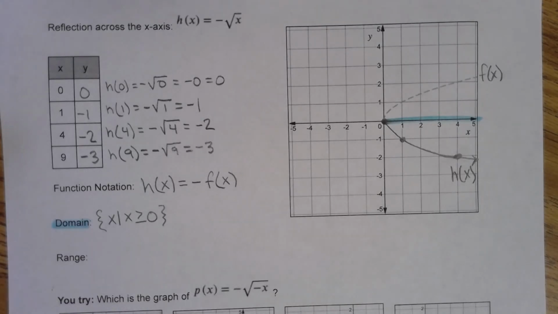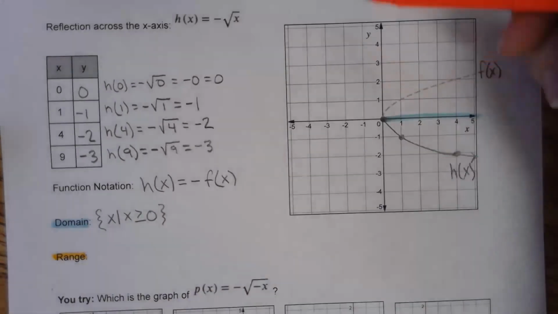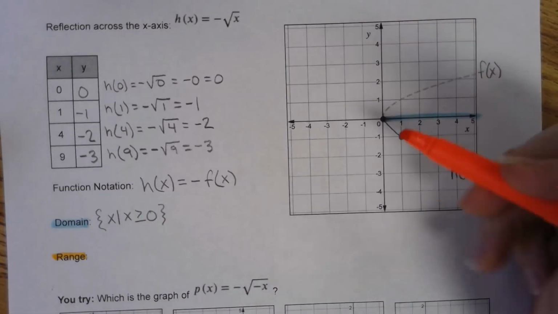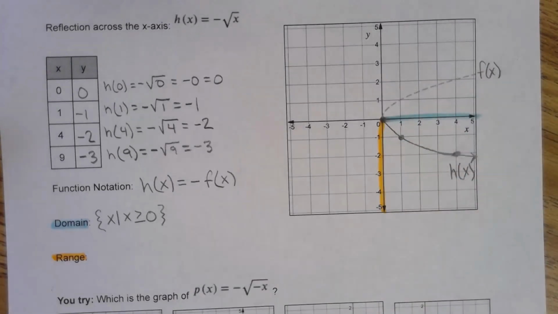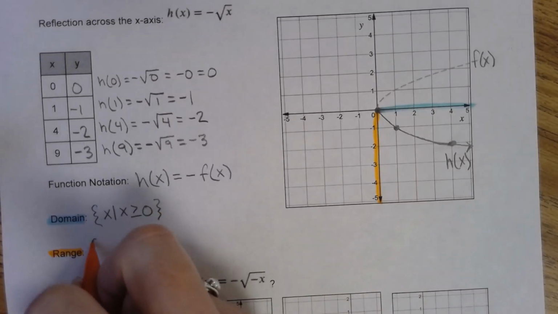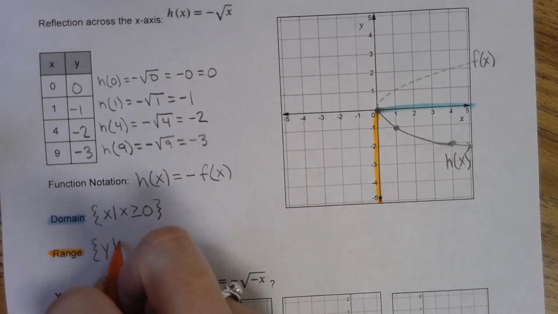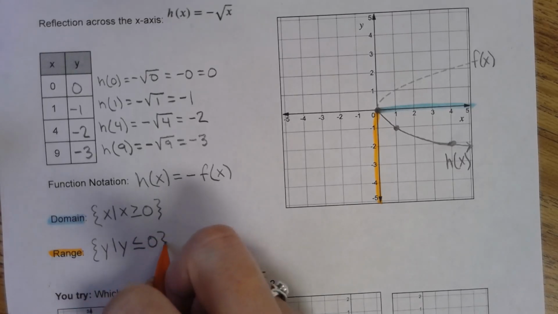Now let's look at the range, the y values of this function. So our y-axis, the values that this graph is going to reach, starts at 0, and because they were the opposite of our parent function, instead of turning up in the positive direction, they all turn down here in this negative direction. So they start at 0 and go less than. So the set of all y's such that y is less than or equal to 0.